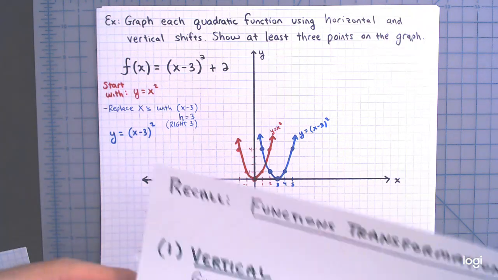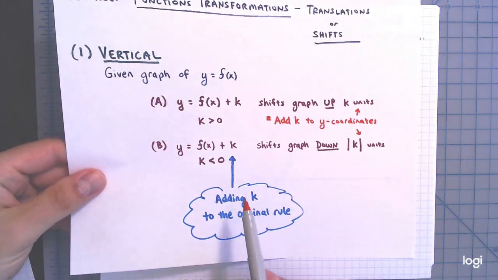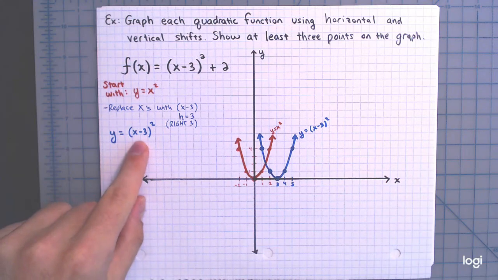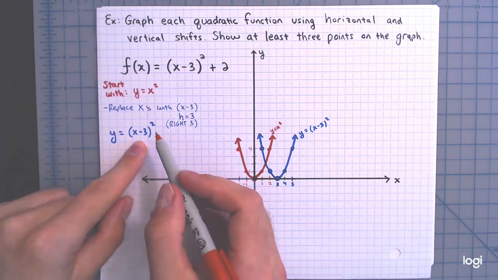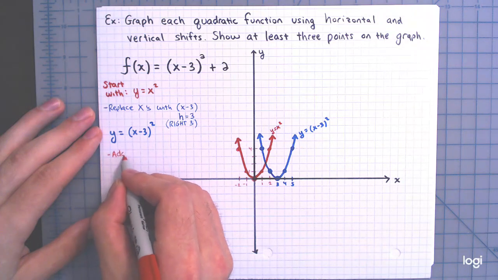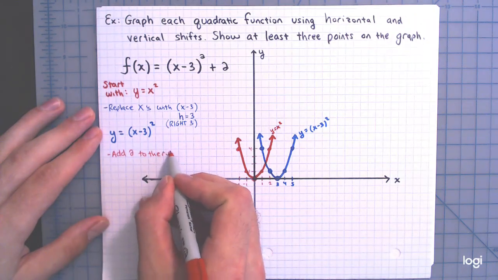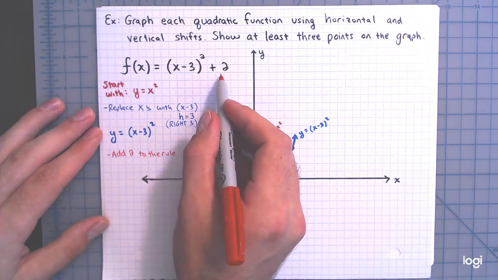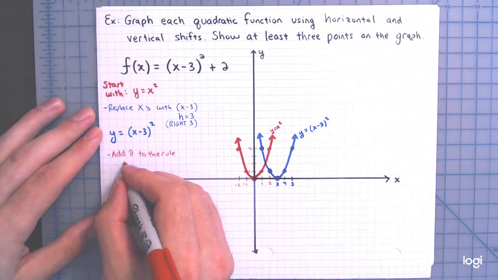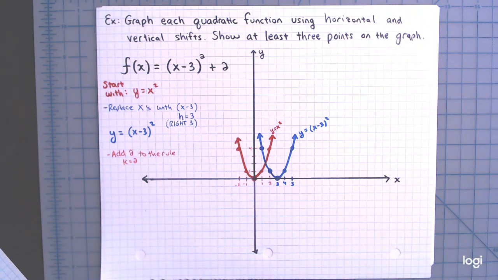The first page, see, when I just add a number to the original rule, right? The rule I'm starting with here is this (x minus 3) squared. That causes a vertical shift. So all I'm doing is adding 2 to the rule. And this is a positive 2. All right, that's the k. K equals positive 2.